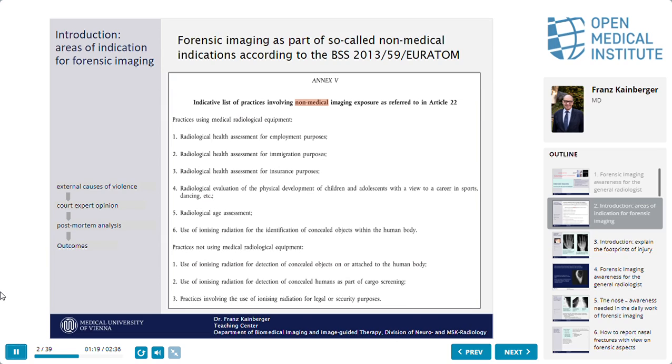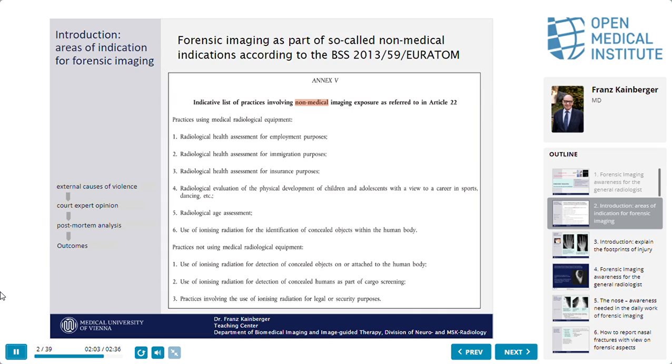And you see these non-medical imaging exposures are justified in case of health assessment for employment purposes, health assessment for immigration purposes, health assessment for insurance purposes, radiological age assessment, ionizing radiation for identification of concealed objects within the human body, use of medical radiological equipment for concealed objects attached to the human body, and concealed humans as part of cargo screening. So it is also allowed to do fluoroscopy of cars to find out if people are inside or not.